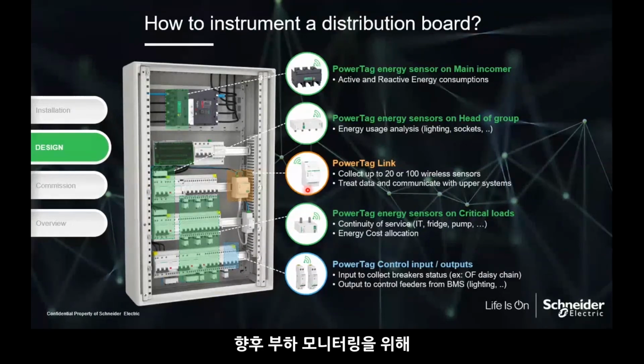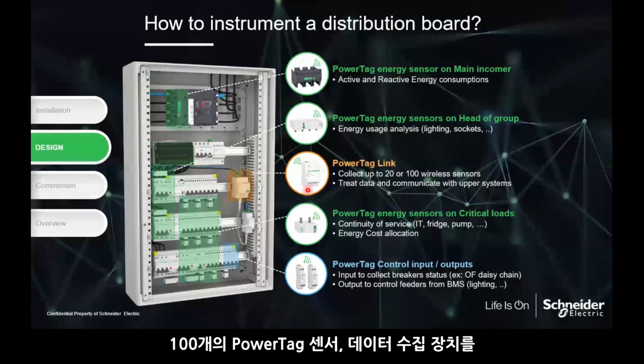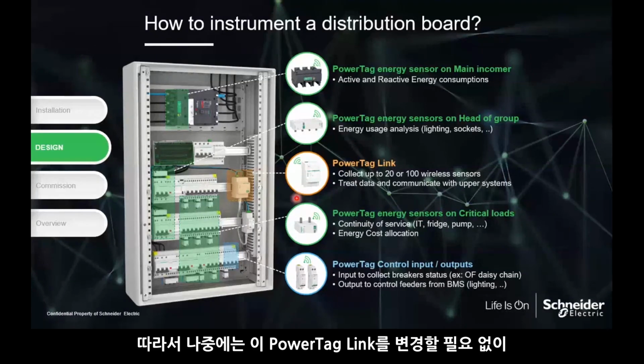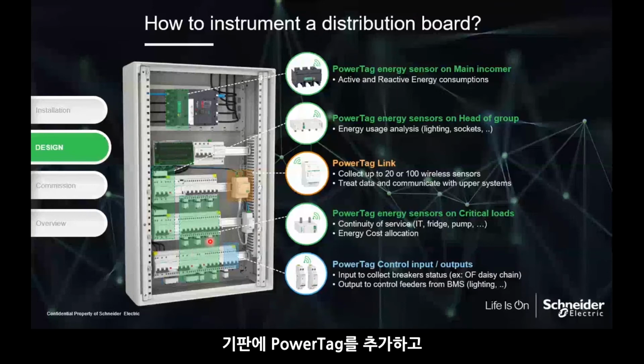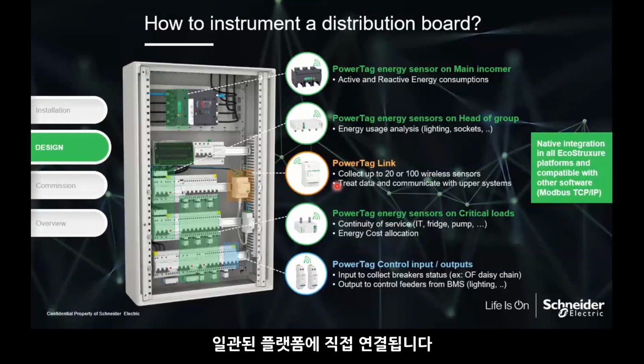But of course, if you have room in future to expand your number of PowerTags for more load monitoring, then you may want to consider getting the 100 PowerTag sensors data concentrator. So in the future, you can just add PowerTags to the board and link them to this gateway without having to change the PowerTag Link. Okay. Then of course, eventually you will link by communications, by Ethernet, directly to a system platform or to the cloud platforms.